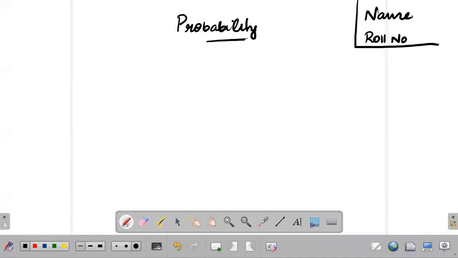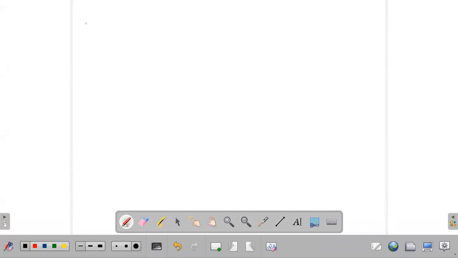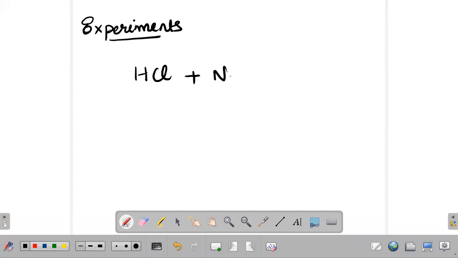So I shall start with the first lecture here, that is based on the type of experiments. Okay, let me take you all to a chemistry lab. Consider hydrochloric acid reacting with sodium hydroxide. Now please tell me, when hydrochloric acid and sodium hydroxide are reacting with each other, what is going to be the outcome? It's sodium chloride and water, correct?